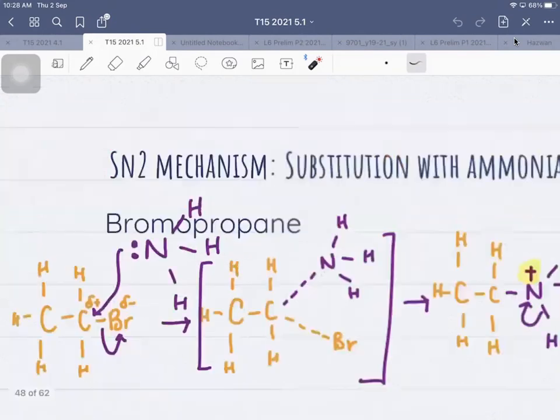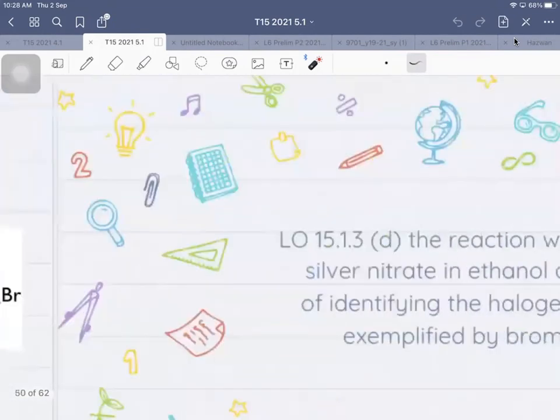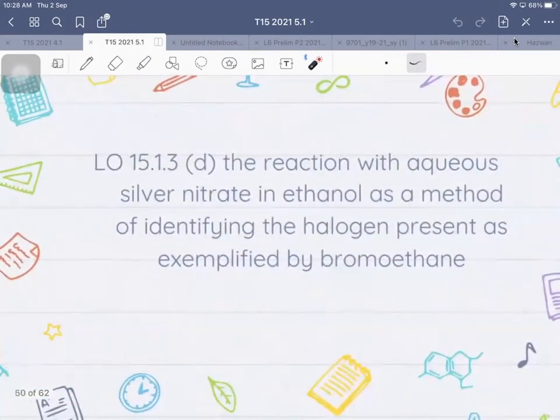Okay, the next reaction that we're going to look at is the reaction with aqueous silver nitrate in ethanol.